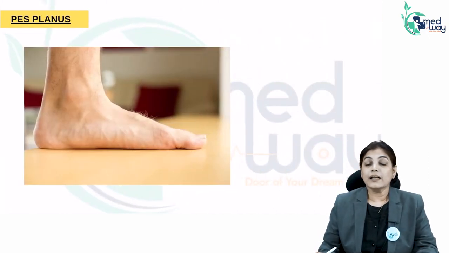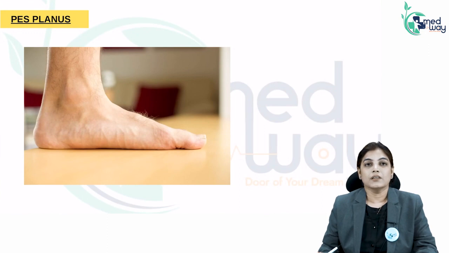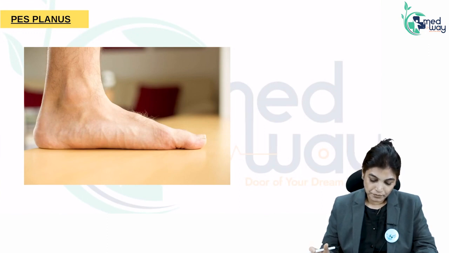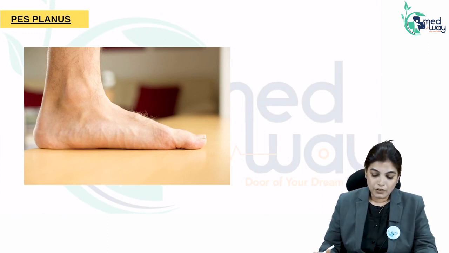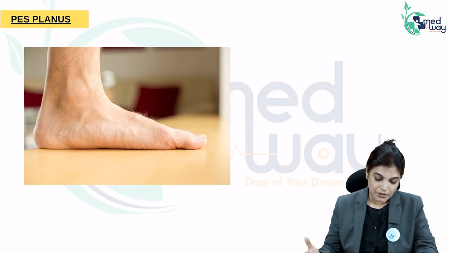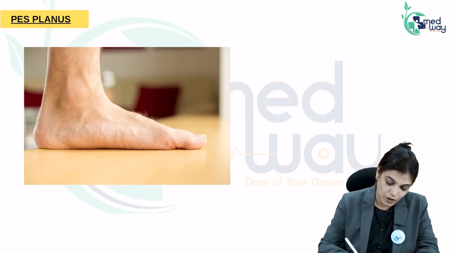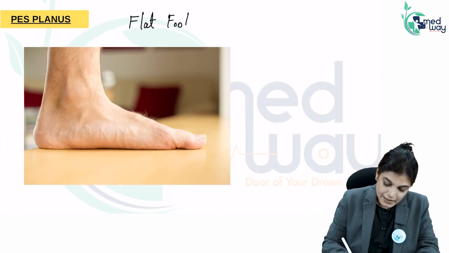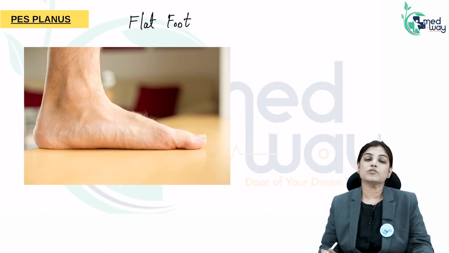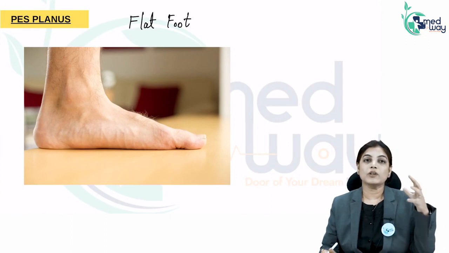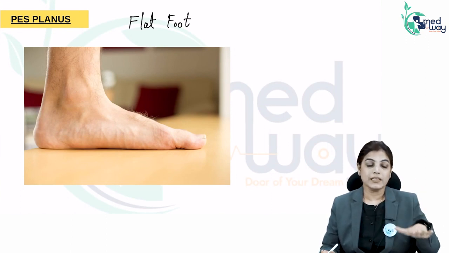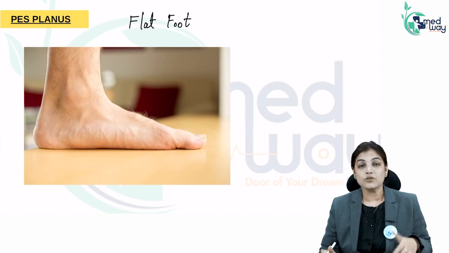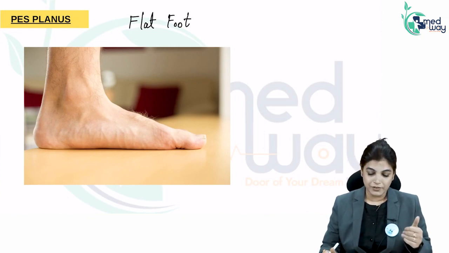Now, I would like to talk about the clinical anatomy. The first thing you are seeing here is pes planus. What is the other name of it? It is called flat foot. Basically in this case, what happens? The medial longitudinal arch collapses, and because of the collapse of the medial longitudinal arch, the foot touches the ground and it leads to compression of digital nerves and vessels.